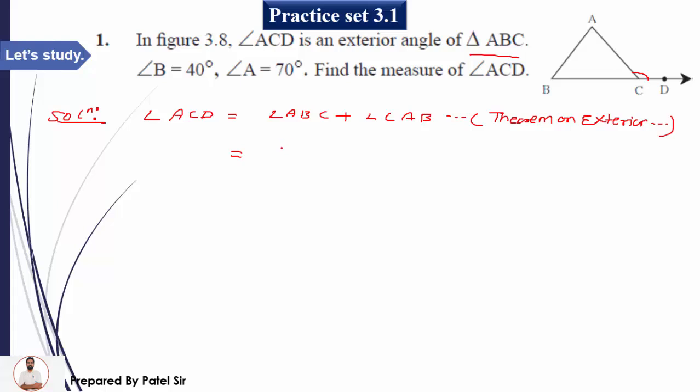ABC is given, angle ABC is the same as angle B. Angle CAB is the same as angle A. It is given that angle B is 40 degrees. Angle A is given as 70 degrees, which gives 110. So angle ACD equals 110 degrees. It's the answer for this question. So it was just a straightforward question asked in question number 1, by using the theorem on exterior angle of a triangle.